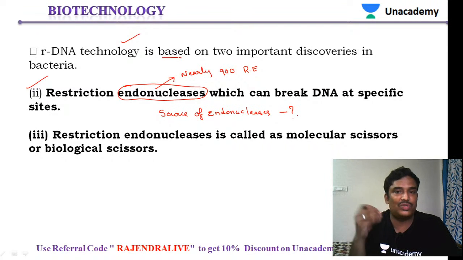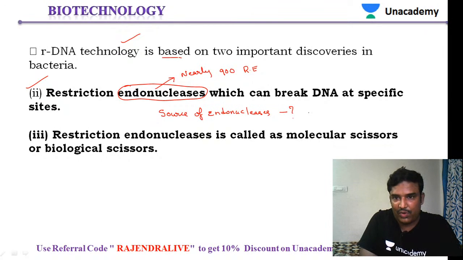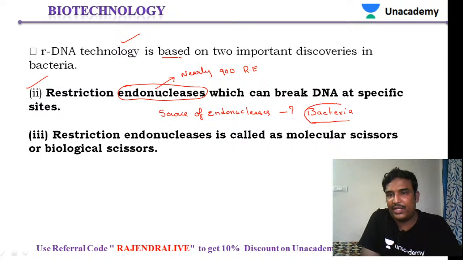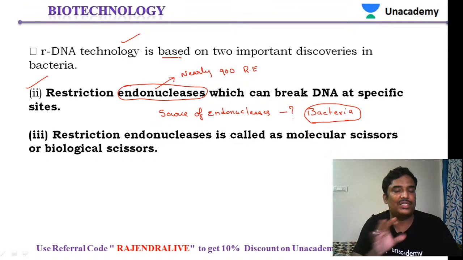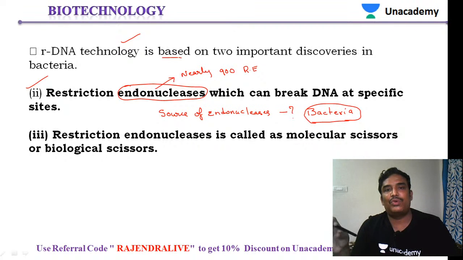Now my question is, what is the source of endonucleases? What are the main sources? Yes, very good, Sunny, and very good, Asmita. The one and only source of restriction enzymes is bacteria. Restriction enzymes can be identified only from bacteria. They cannot be extracted from virus, protozoans or any other organisms. Restriction enzymes have only one solo source.